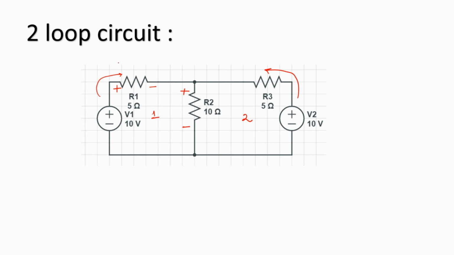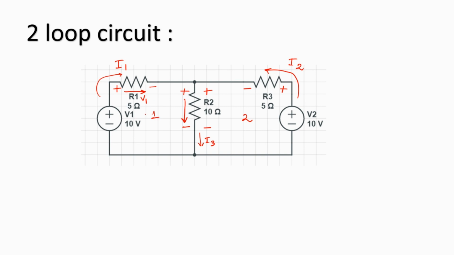Now, let me call that as current I1. Say this is I2. So I2 enters R3 over here and leaves R3 over here. It enters R2 over here and leaves R2 over here. So now let's consider this current to be I3. Let's mark the voltage drops. So the voltage drops should be in the direction from positive to negative. So that is V1.